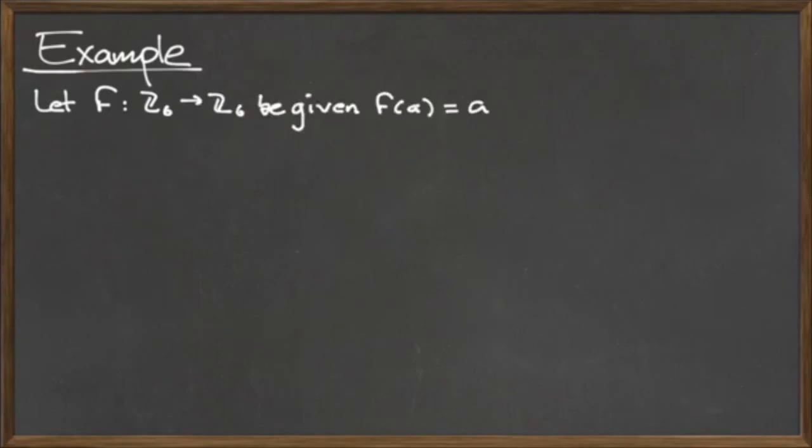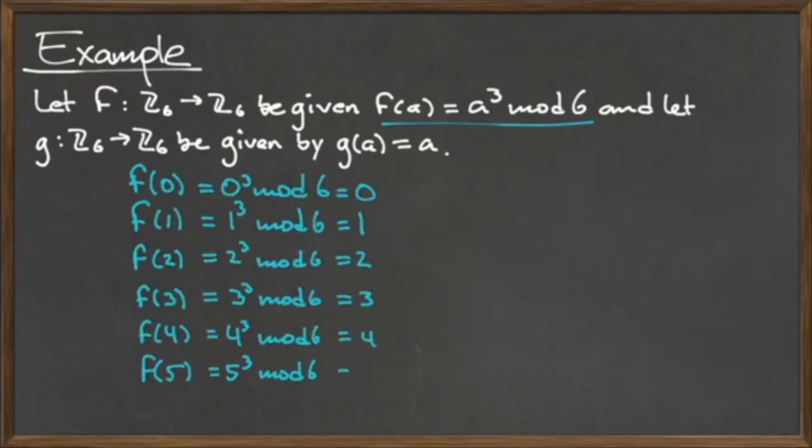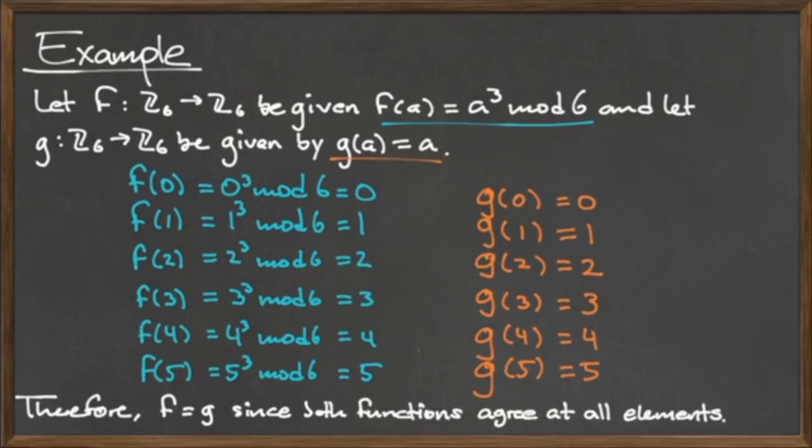For example, let f be a function from Z6 to Z6, given by f(a) = a cubed mod 6, and let g be a function from Z6 to Z6, given by g(a) = a. Since the domain and codomains for both of these functions are the same, to determine if these two functions are equal or not, we need to compute the images for each value in the domain under both functions, and then compare the results. After computing the images for each element in the domain for both functions, we see that the output values are the same for each input value. So we say that f and g are equal.